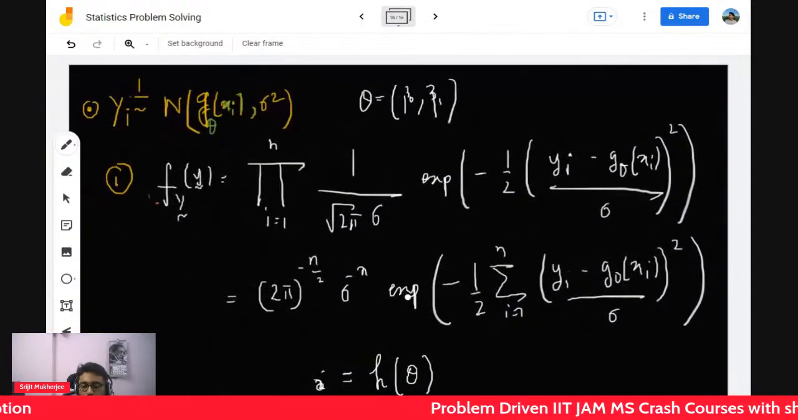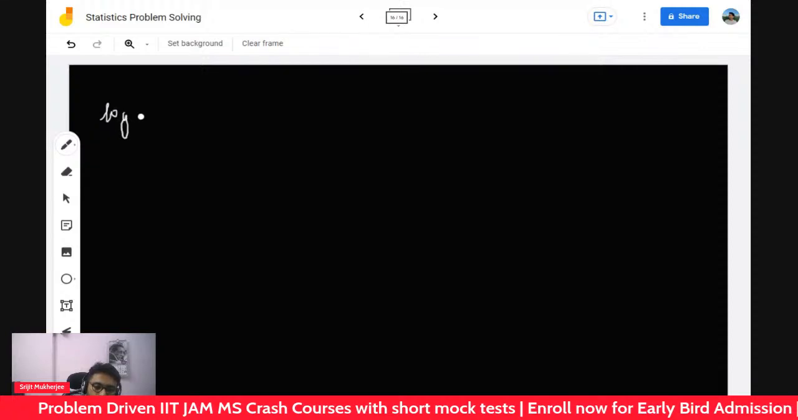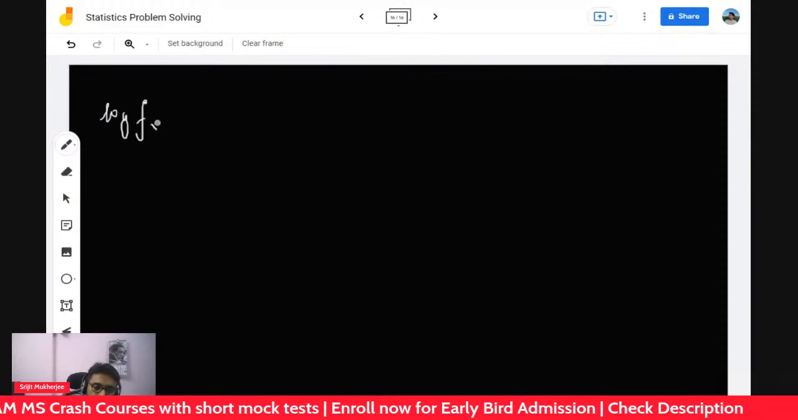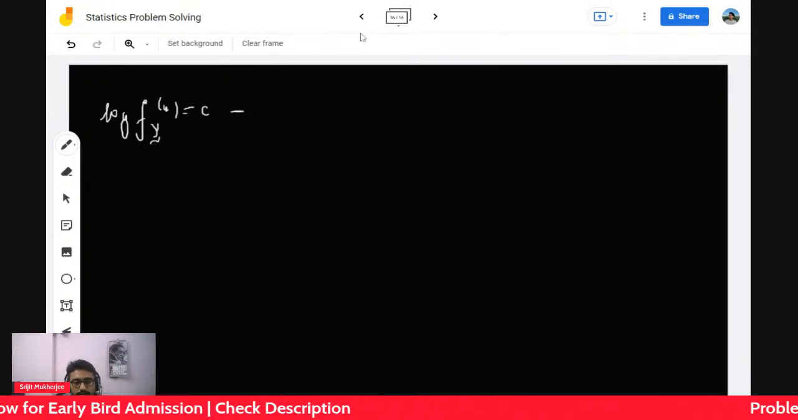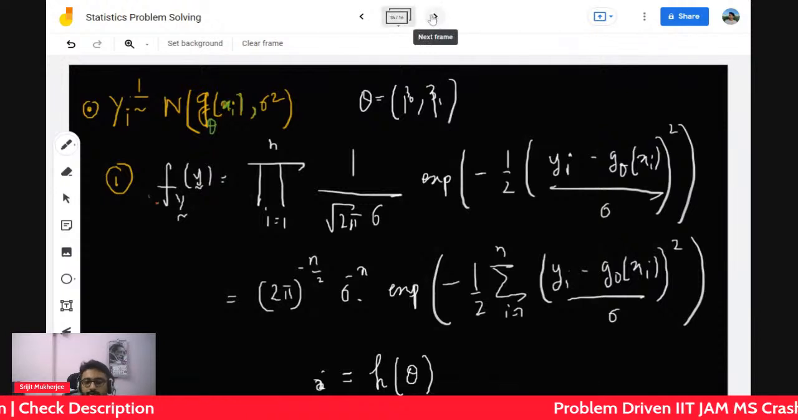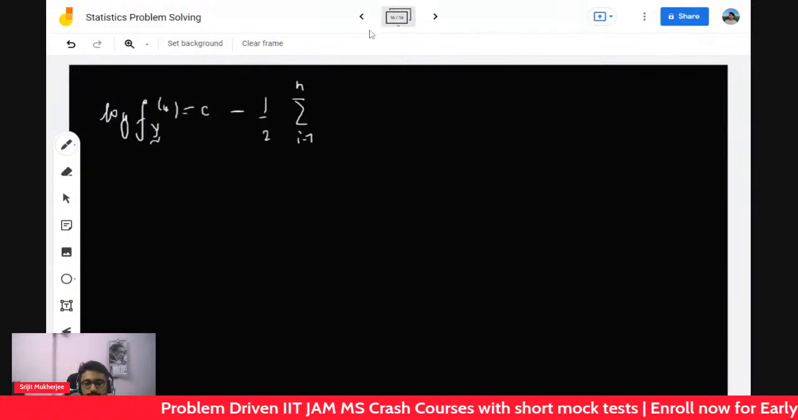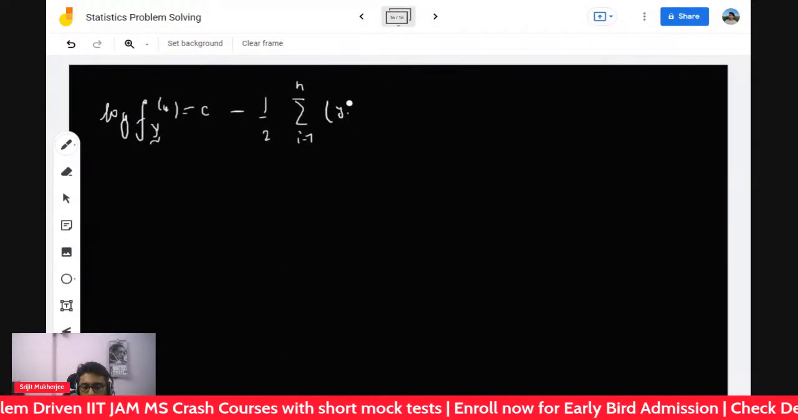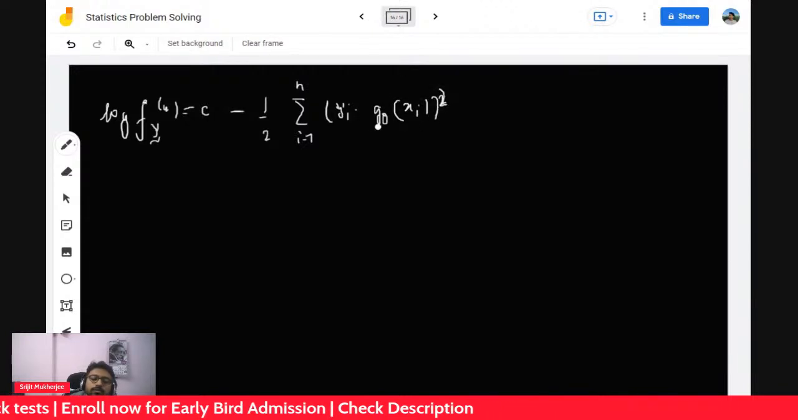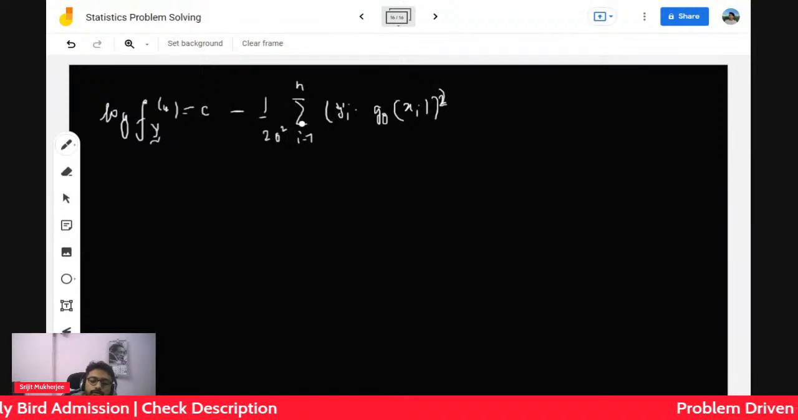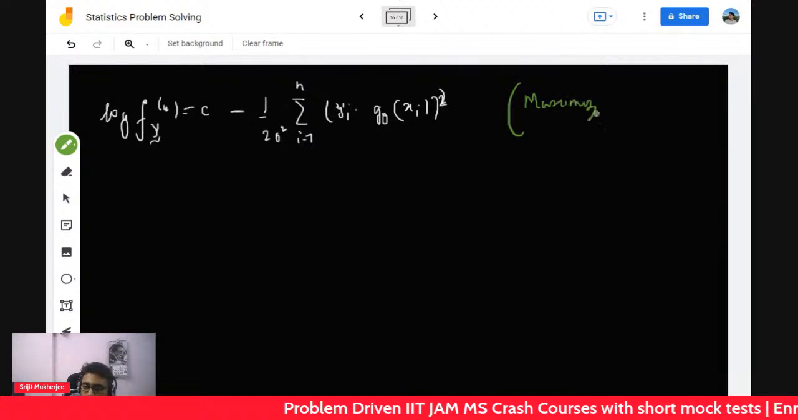So if you take the log likelihood, what will it turn out to be? The sigma is constant, so there is some constant plus, sorry, minus half times summation i from 1 to n, yi minus g theta xi whole square, over this 2 sigma square. Therefore we need to maximize the log likelihood with respect to theta.